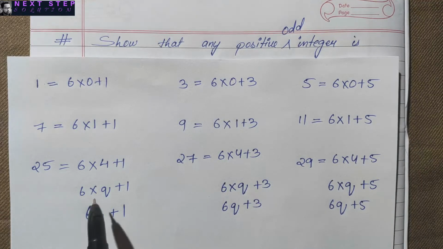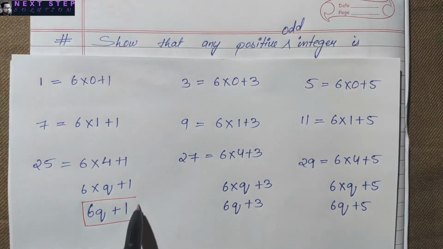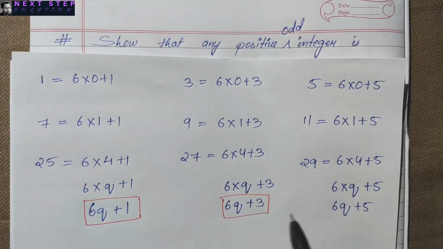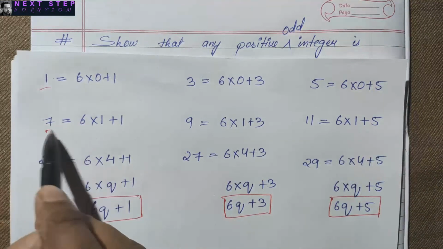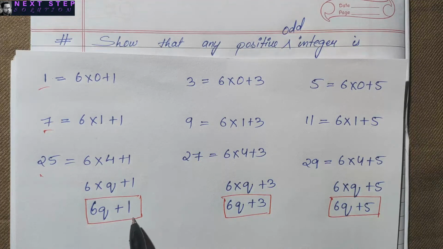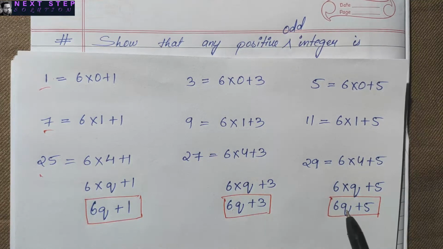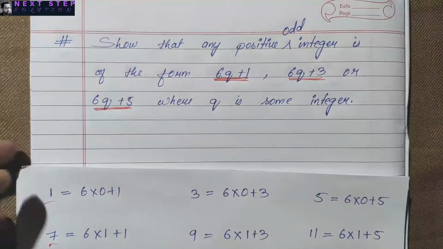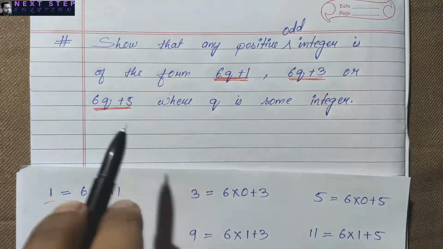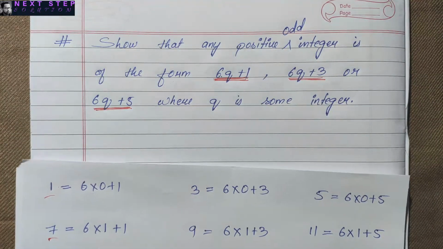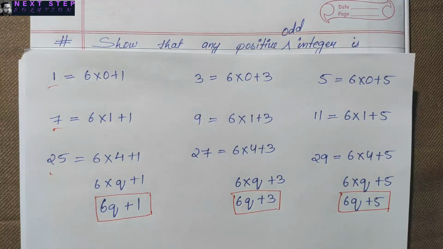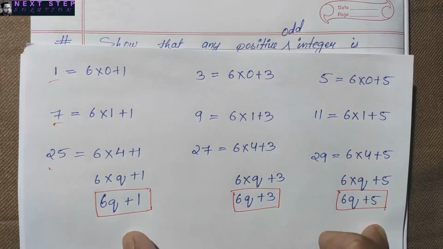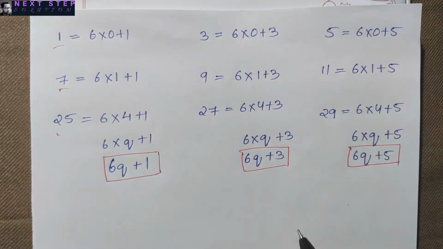Now in all the cases we see we have 6q plus 1 or 6q plus 3 or 6q plus 5, and we have taken odd numbers, so these are odd ones. So all the odd numbers are either in the form of 6q plus 1, 6q plus 3 or 6q plus 5. This is what they are asking you. But we can't go on writing for all the odd numbers in this form. We have unlimited odd numbers and we cannot show all the odd numbers in this form. So how we are going to show this? We have to use Euclid's division lemma to prove this question.